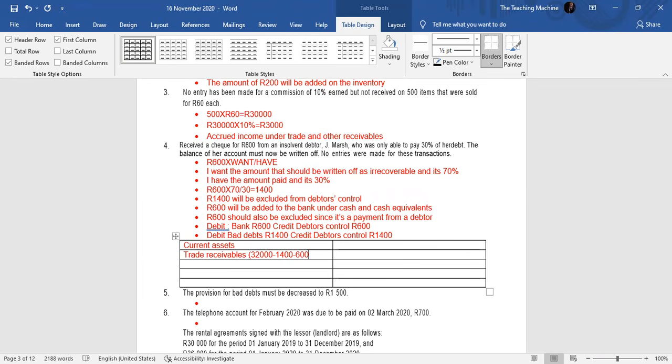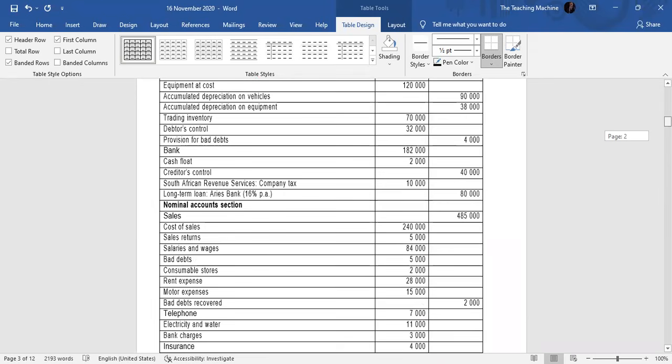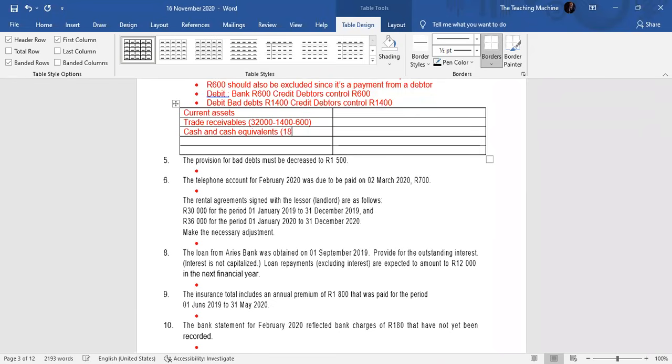If your debtors pay, are you going to add to the list of debtors or are you going to subtract? Definitely, you're going to subtract. Now, this is cash and cash equivalents. How much are we given as bank? Let's look at the bank. 182,000 rands. Okay. 182,000 rands plus 600 since it was received.